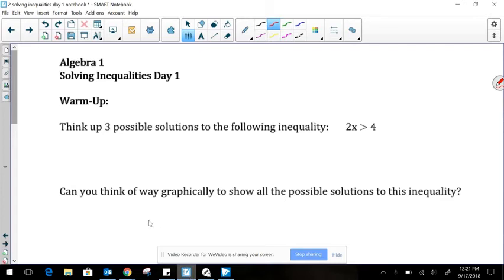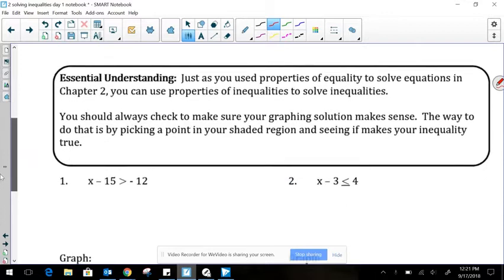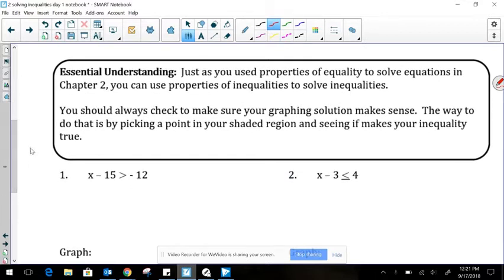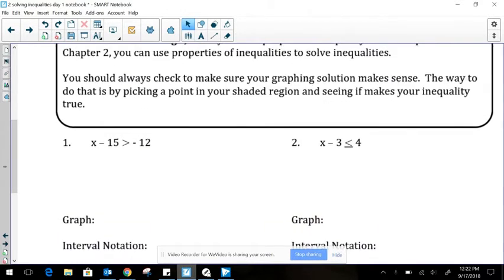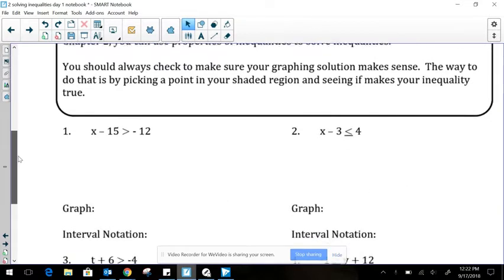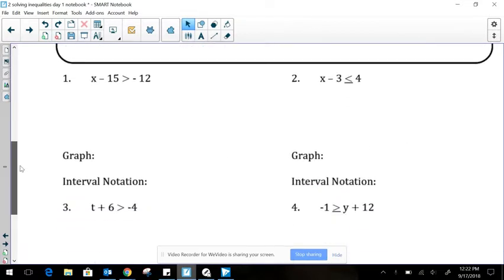All right, so today we are starting solving inequalities, day 1. So mostly one-step and some two-step inequalities. For number 1 here, we have x minus 15 is greater than negative 12. Pretend there's an equal sign in between the two sides. We would solve this just like we did last chapter.